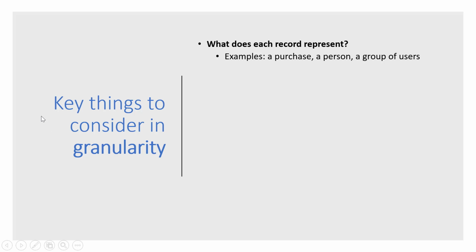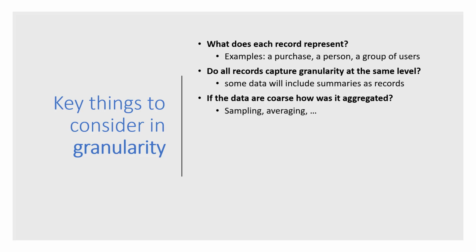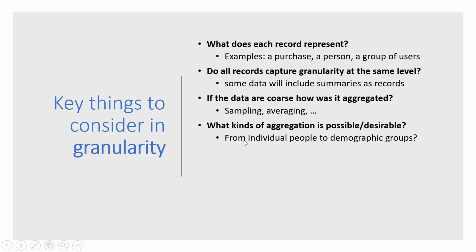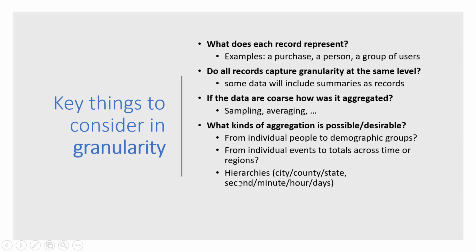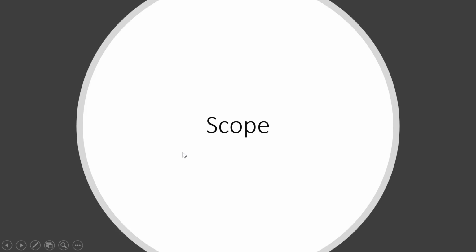So key things to consider in granularity: what does each record represent? For example, is it a purchase, a person, a group of users? Do all records capture granularity at the same level? For example, some data could include summaries, some data could include raw data. Or was the data coarse, or how was it aggregated? Was it sampled, or was it averaged, and so on? What kinds of aggregation are possible and desirable, from individual people to demographic groups, from individual events to totals across time or regions, hierarchies, countries, cities, states, and so on. So understanding and manipulating granularity can help reveal patterns. So, scope of the data.